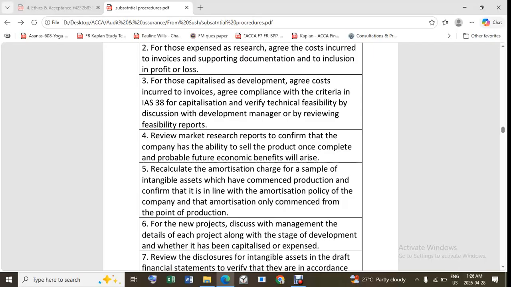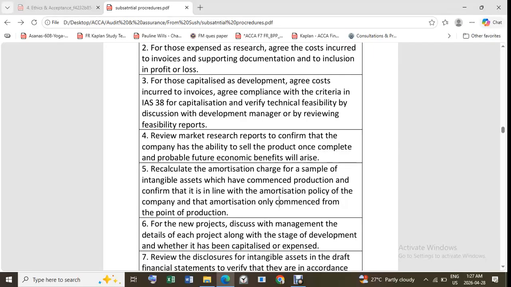Like the first one, whether it is technically feasible to complete the intangible asset for use or sale, and whether the company has the intention and ability to complete, use, or sell the asset. That also we have to check. And then future economic benefit. All these criteria are mentioned in IAS 38 that the auditor will have to check. So whether from that capitalized expenditure the future economic benefit is probable or not, that also the auditor has to check.